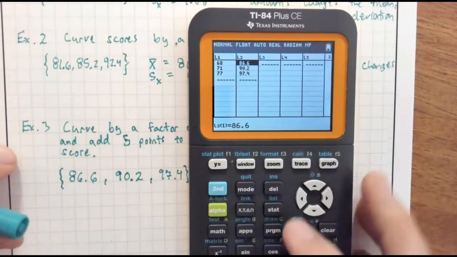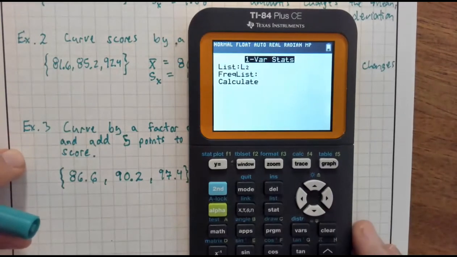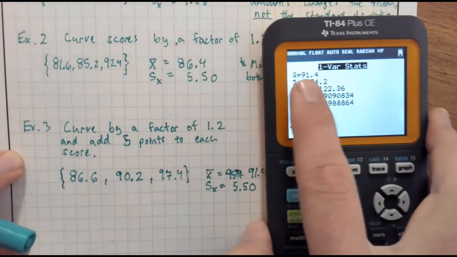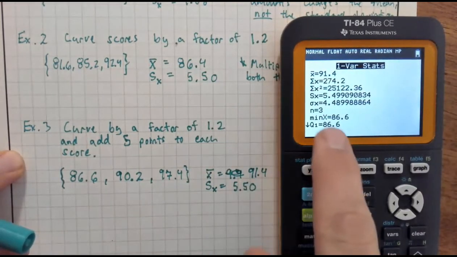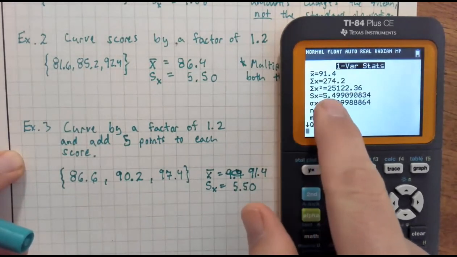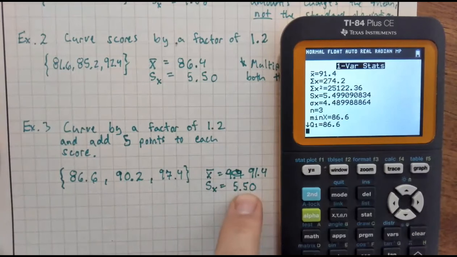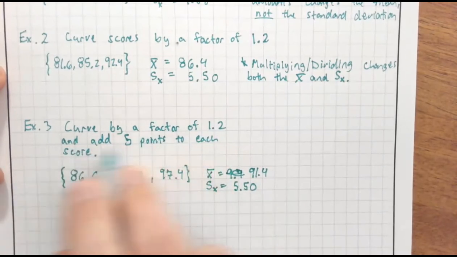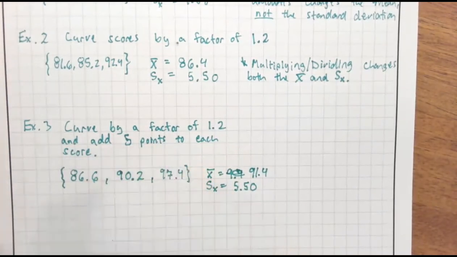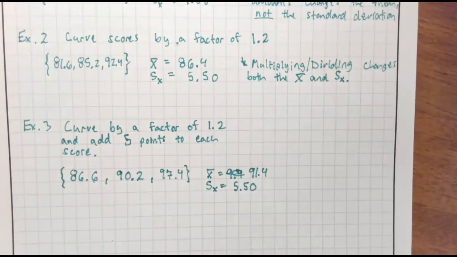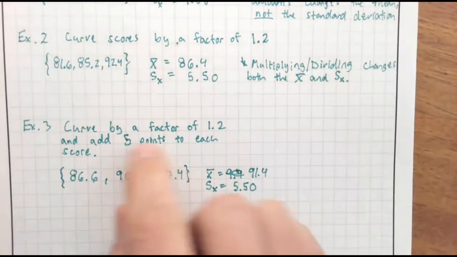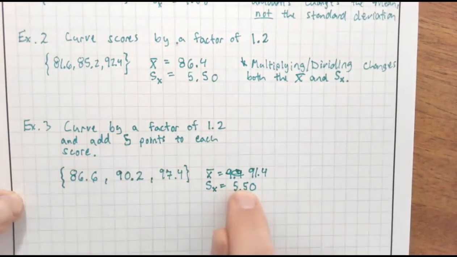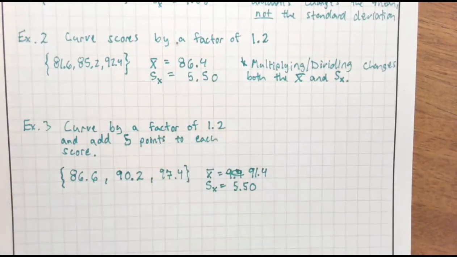We already have the data in, so let's go to stats, calculate. We're doing one variable statistics in list number 2. Let's compare our values. We've got x-bar at 91.4 and a sample deviation of 5.499, or something pretty close to 5.50. Awesome. So this is known as a linear transformation. If you multiply and add or subtract, the mean changes by both of those values. The mean changed by the factor of 1.2 and by adding 5 points. The standard deviation, though, only changed by the factor of 1.2.